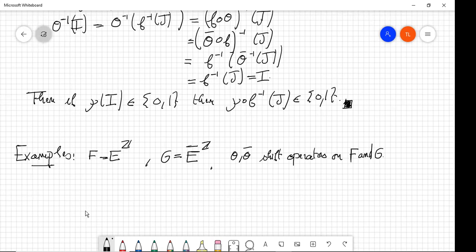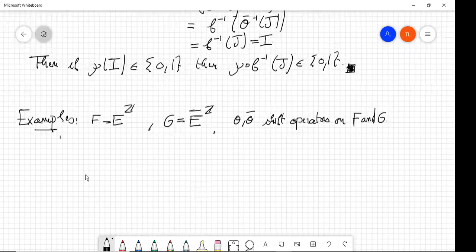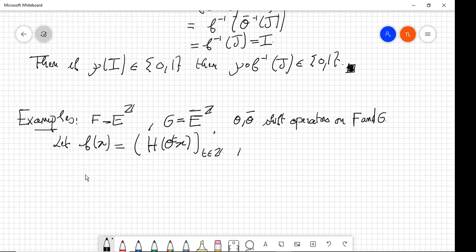And you take the following function, F of X, simply defined by a mapping H of the iteration of theta evaluated at X, for T in Z, with H a measurable mapping from F to E bar.